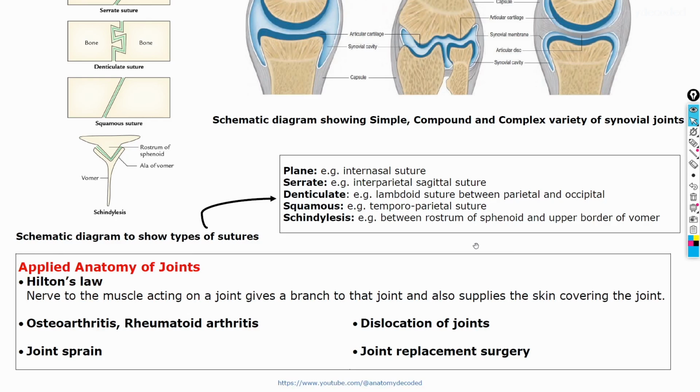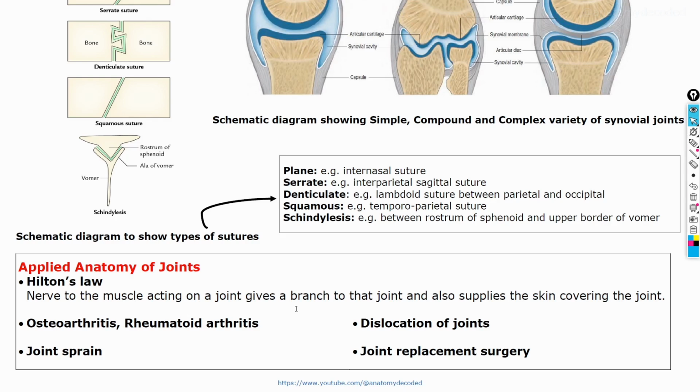Then applied anatomy of joints. Whenever we learn something, there should be some applied anatomy related to it, right? That's why we are learning. There's something called Hilton's law. What does Hilton's law say? A nerve to the muscle acting on a joint gives a branch to that joint and also supplies the skin covering the joint. What does this mean?